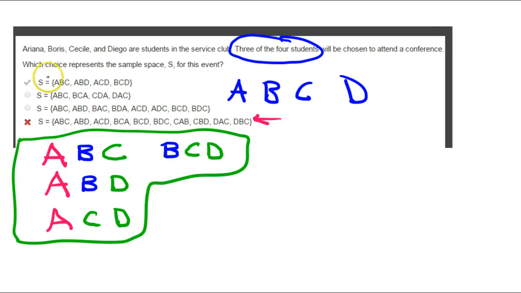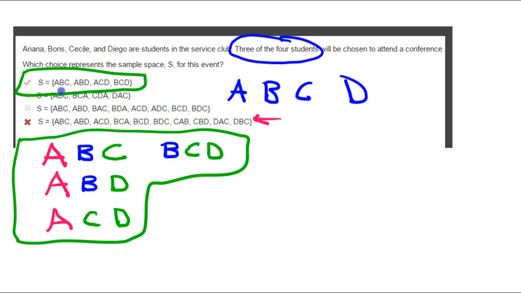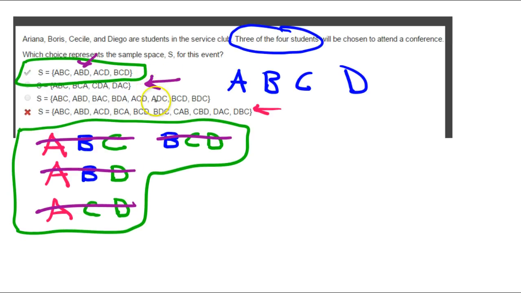And here they are. So that's why this is the answer, because it matches. ABC, that's this one. ABD, that's this one. ACD, that's this one. And BCD, that's this one. All right, those are all the options. That's why the top one was the answer.